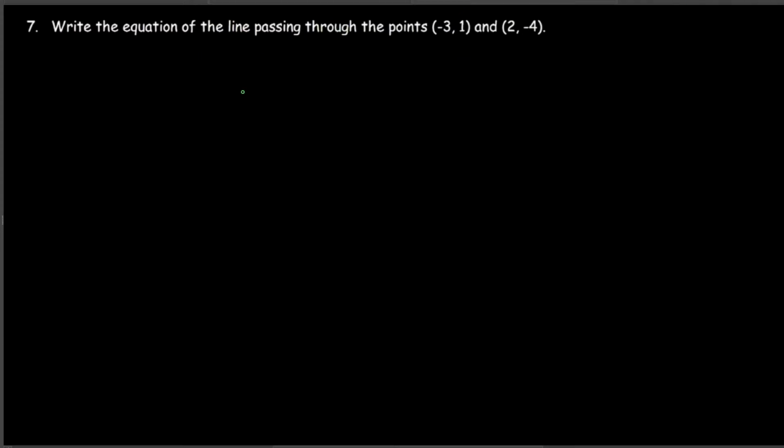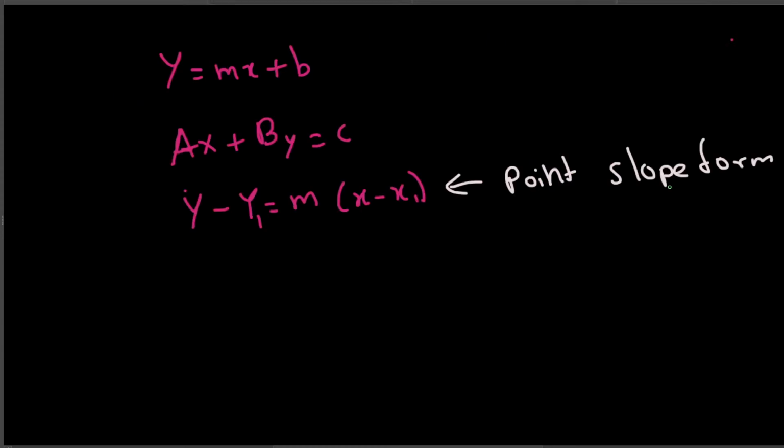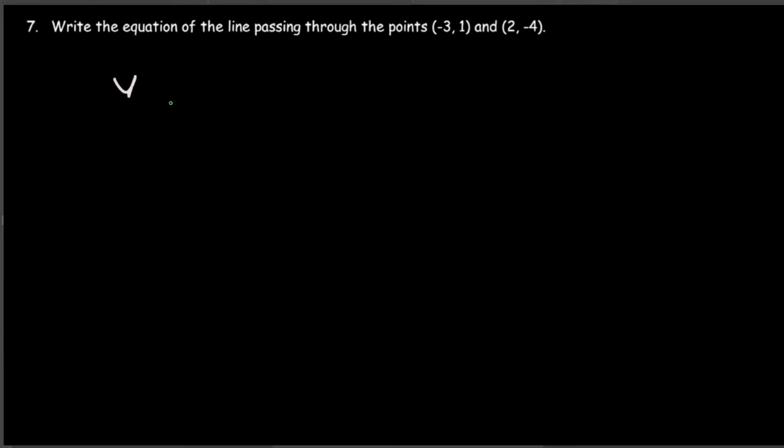Let's look at this one. Write the equation of the line passing through the points negative 3, 1, and 2, negative 4. Here I'm going to bring this equation again, the point slope form. I write this one again, y minus y1 is equal to m times x minus x1.